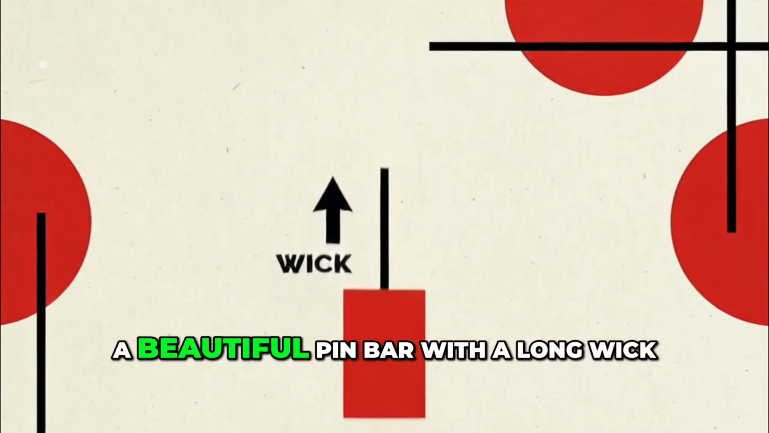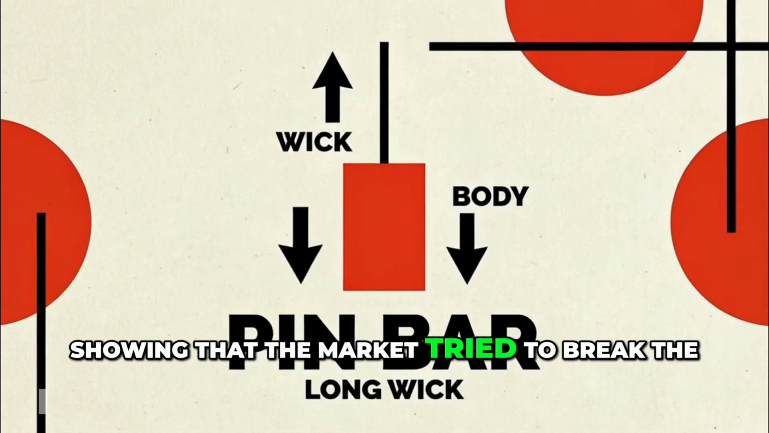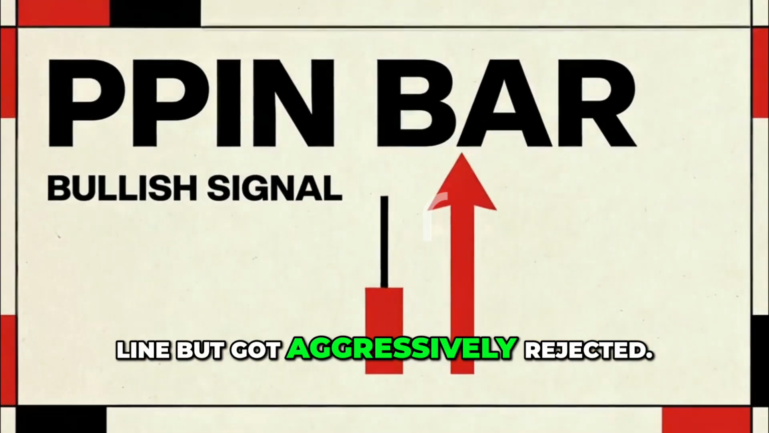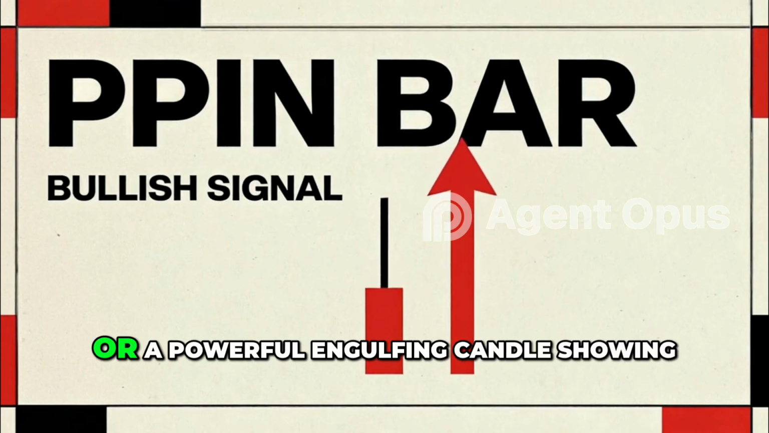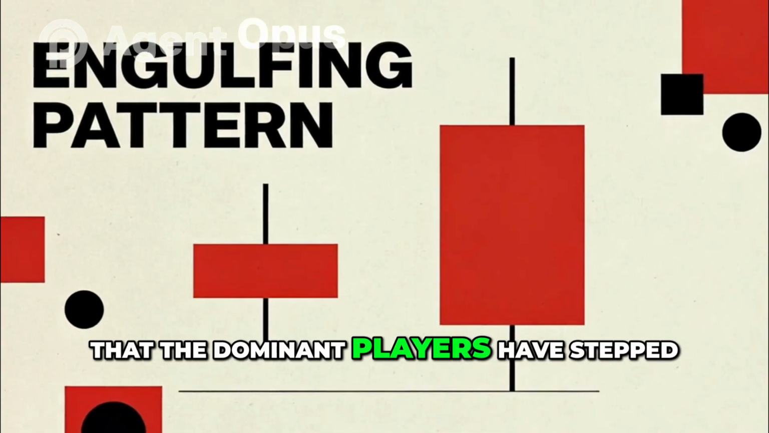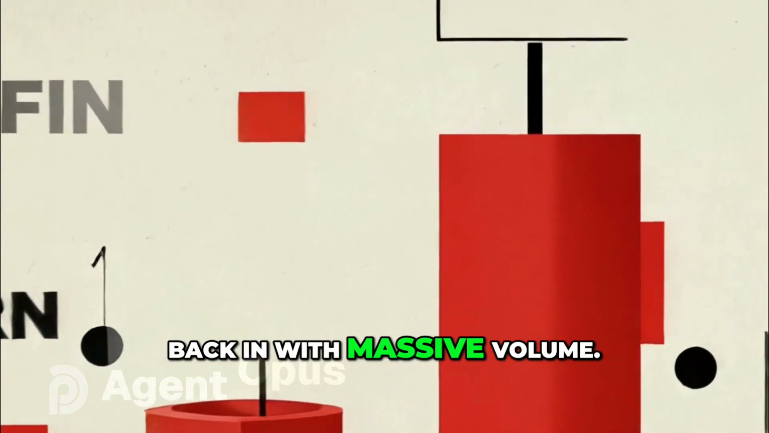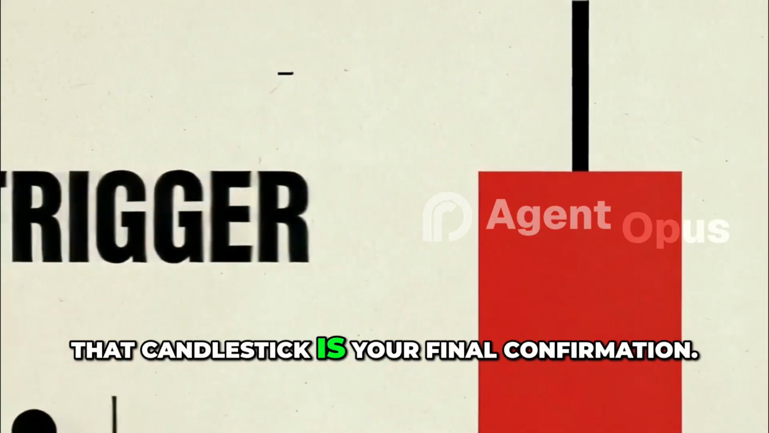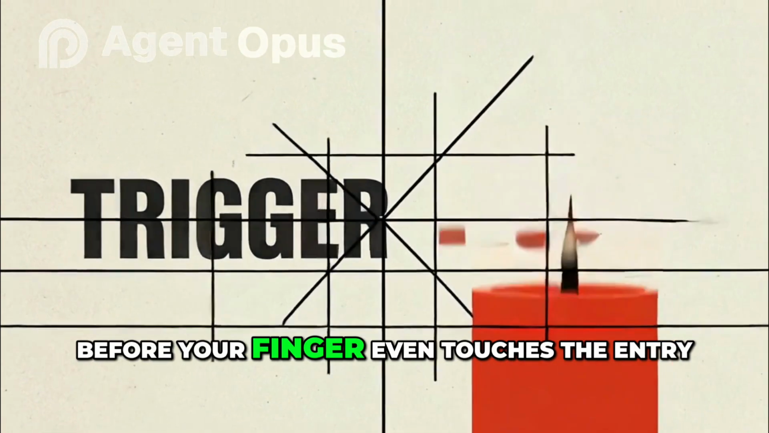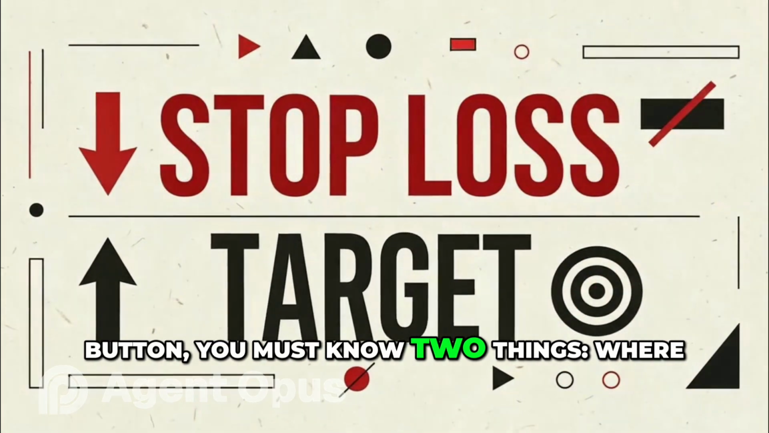A beautiful pin bar with a long wick showing that the market tried to break the line but got aggressively rejected. Or a powerful engulfing candle showing that the dominant players have stepped back in with massive volume. That candlestick is your final confirmation. It's your trigger. Before your finger even touches the entry button, you must know 2 things.